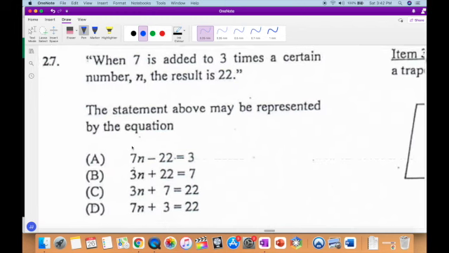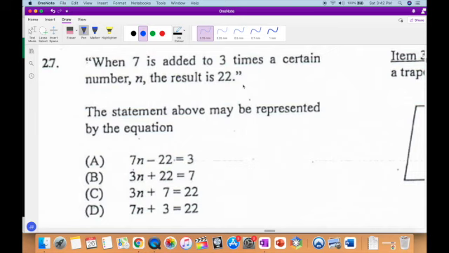When 7 is added, and I'm not even going to look at the answers, I'm just going to work my own thing. When 7 is added to 3 times a certain number, so I have 3 times a certain number, and I add on 7, the result is 22. So 3 times a certain number plus 7 is 22 is C.